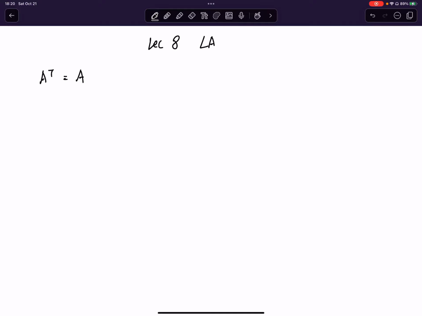Okay, so let us do an exercise. If possible, we want to diagonalize the matrix given by A equals [6, -2, -1; -2, 6, -1; -1, -1, 5].